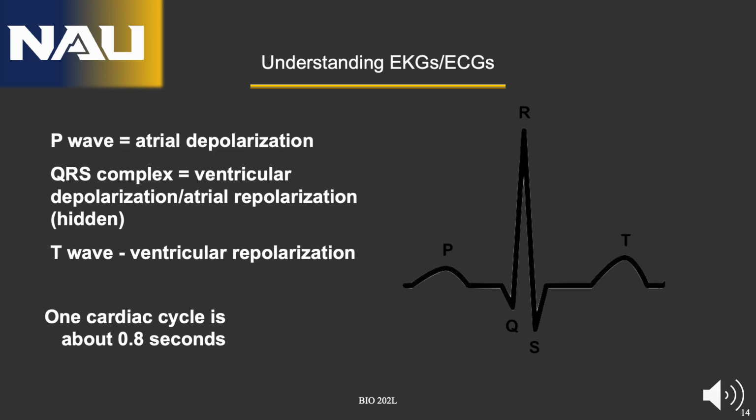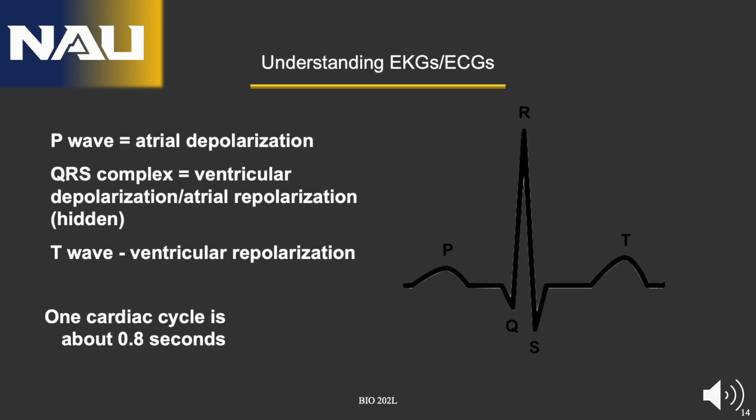Then we run into this very jagged QRS complex. This complex represents ventricular depolarization, which is the contraction of the ventricles to pump blood out to the lungs and the rest of the body. The QRS complex is a series of three deflections: the Q wave, the R wave, and the S wave. And this is much larger than the P wave due to the greater muscle mass of the ventricles.